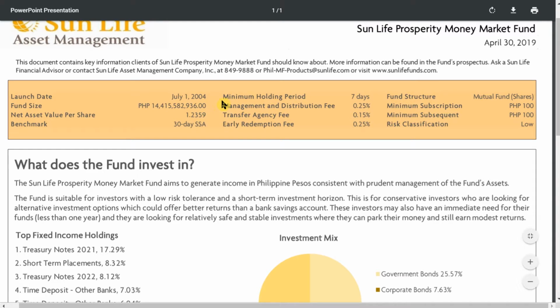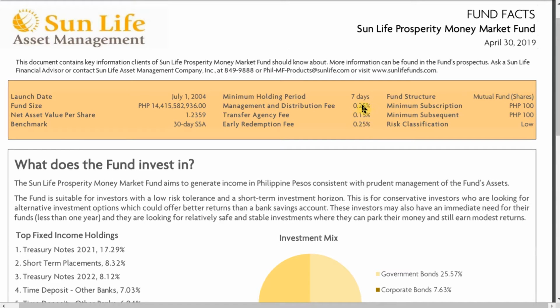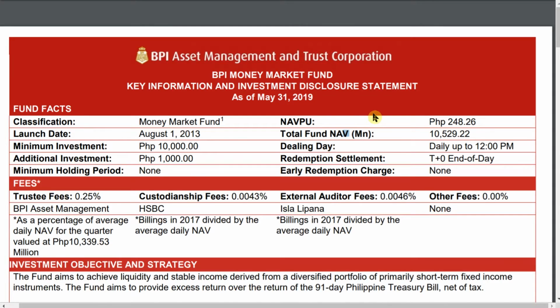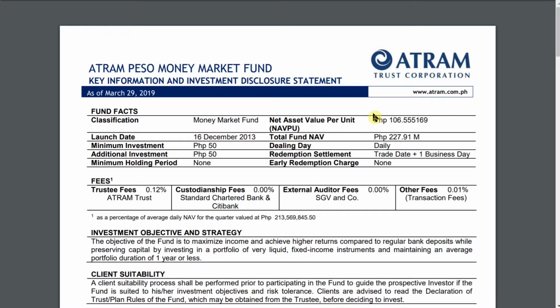Assuming you are not redeeming early, meaning not including the 0.25% early redemption fee, the total of the fee is about 0.4% annually. So as you can see, in comparison with the other 3 money market funds, the 0.13% fee of ATRAM is quite attractive and relatively cheap. Now let's look at the investment holdings of ATRAM and how its historical performance was.